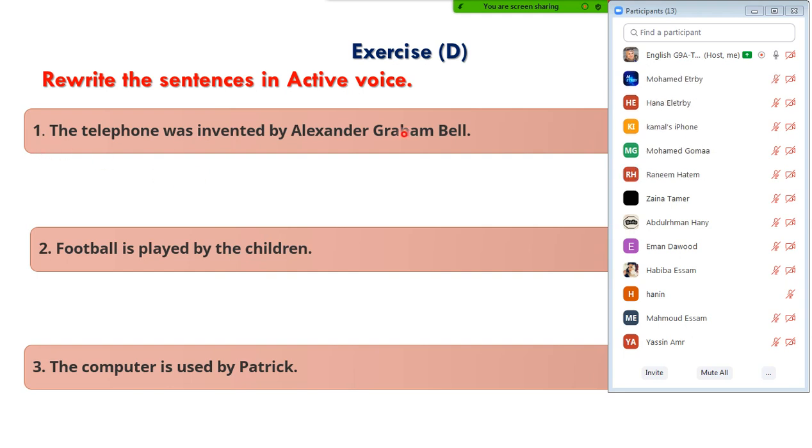Okay, Muhammad, I have a passive sentence here, and I want to change it into active. What do you mean by passive? It means that the subject, which is the telephone, is the recipient of the action. What action? Inventing. And the object here is the doer of the action of inventing. So this is a passive sentence because the doer here is an object and the recipient is a subject. How to change it into active, Raneem? We are going to switch the subject into the object and the object into the subject. That's right. Alexander Graham Bell.